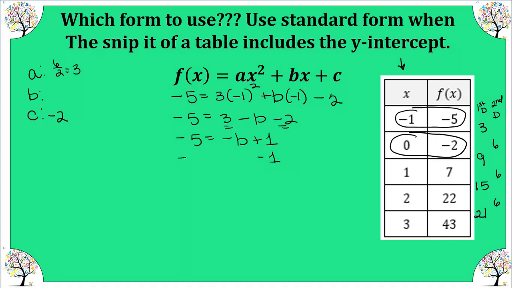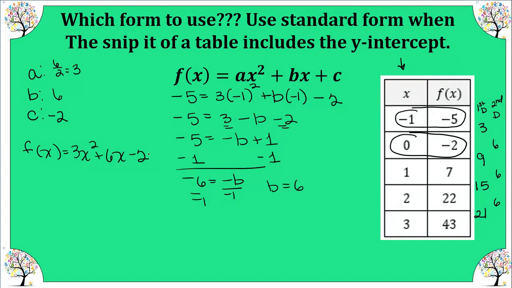Solve for b. Divide by -1. And our b value is +6. When we write our final equation, f of x equals 3x squared plus 6x minus 2.